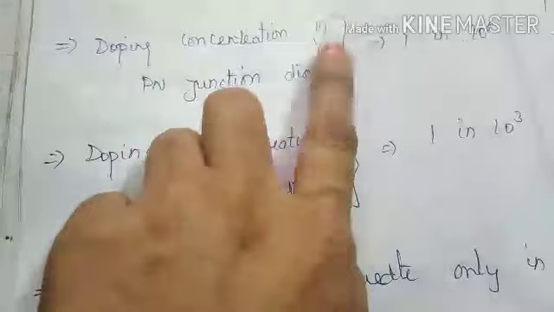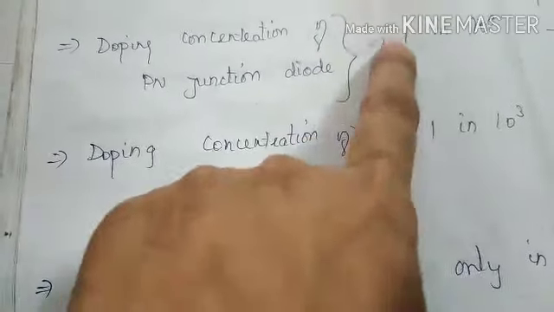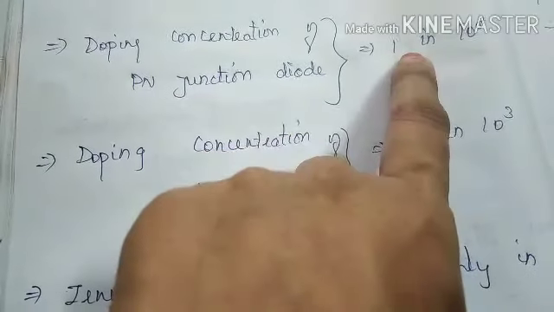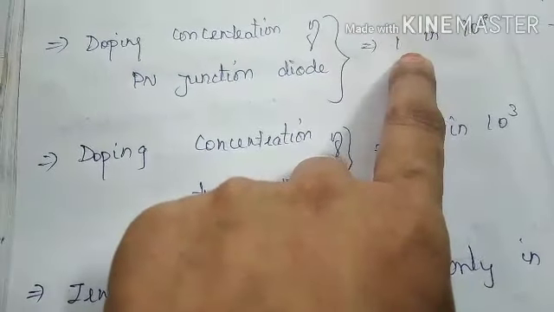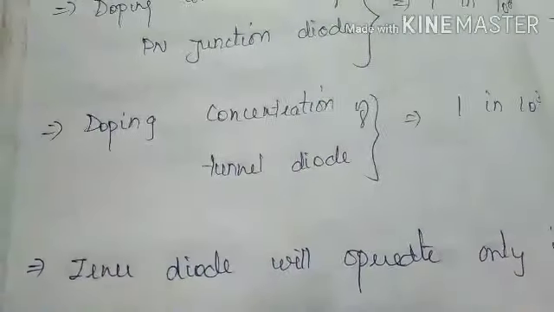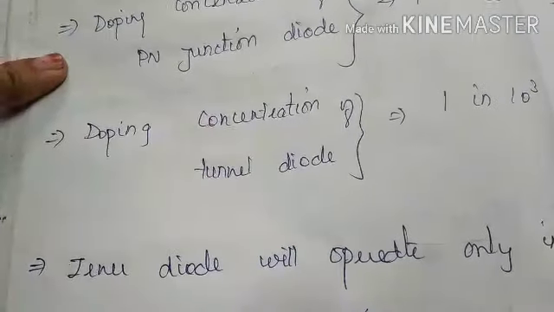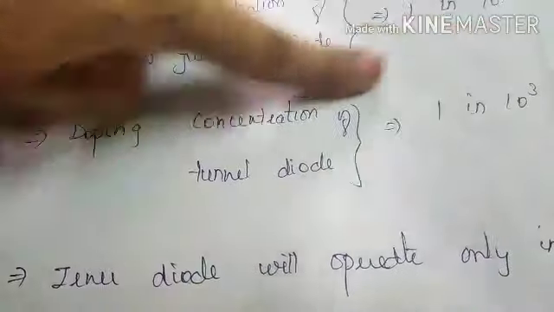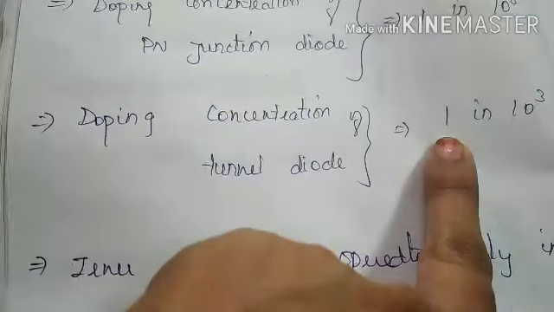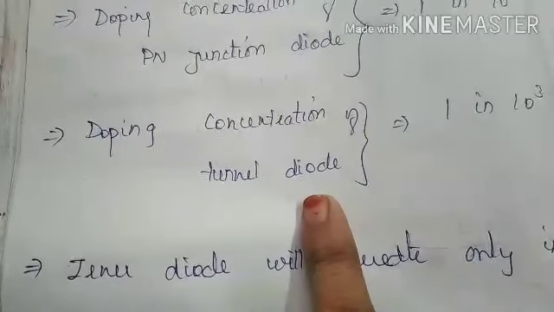Now we will see the doping concentration of the PN junction diode. It is 1 in 10 power 8. Every 10 power 8 pure semiconductor atoms, one impurity is added. Then the doping concentration of the tunnel diode, we will see the tunnel diode in our next session. The doping concentration of the tunnel diode is 1 in 10 power 3. Every 10 power 3 pure semiconductor atoms, we are adding one impurity. So the tunnel diode is heavily doped when compared to the Zener diode.